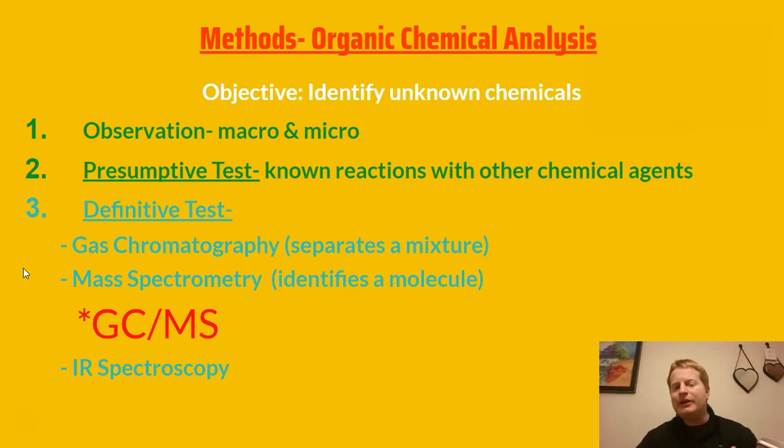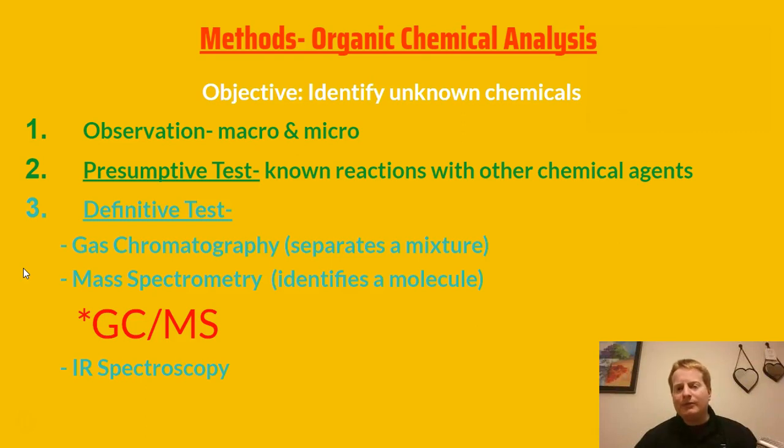First of all, there's the observations, macro and micro, right? So in other words, macro, you look at it with your naked eye and the senses. Micro, check it out under the microscope and see what you can tell from there. After that, you can do some presumptive testing. We've seen that before, right? Do a test that gives us a simple yes or no. Is this marijuana or not type thing.